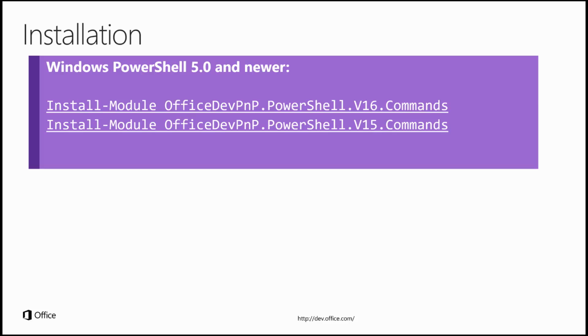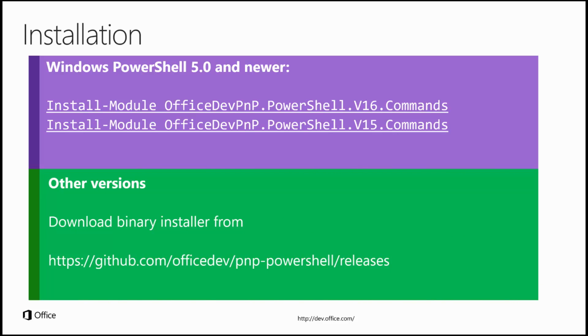So this is the easiest way to install it. Another way to install it, basically, let me explain that. What happens is if you execute that install module commandlet, it will connect to the PowerShell Gallery, which is a website, PowerShellGallery.com. And there it will find the latest version of the commandlets, download them, install them, and configure them on your machine.